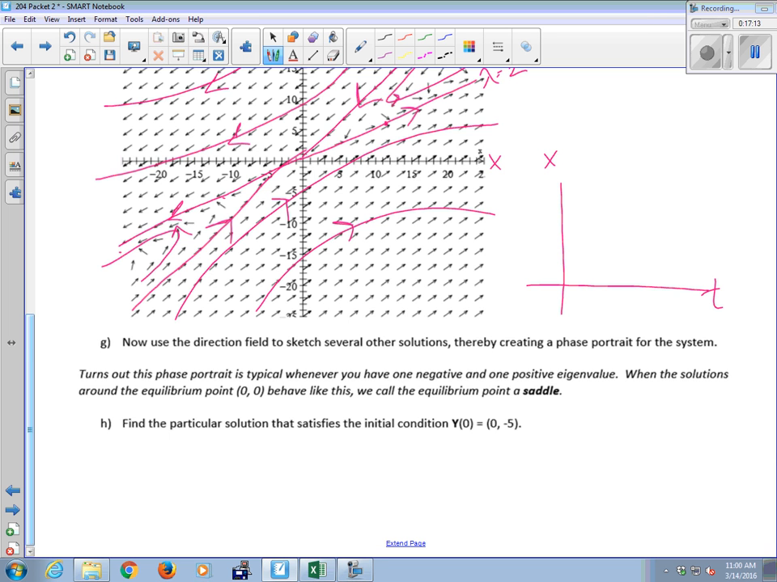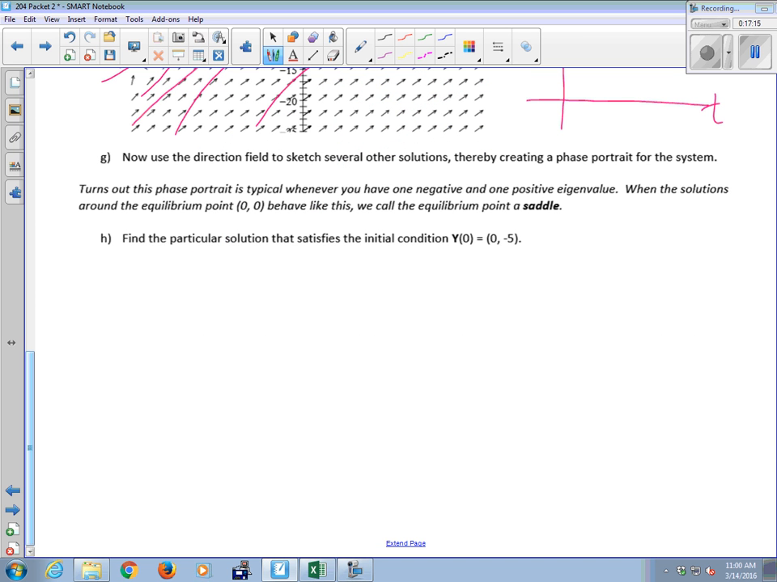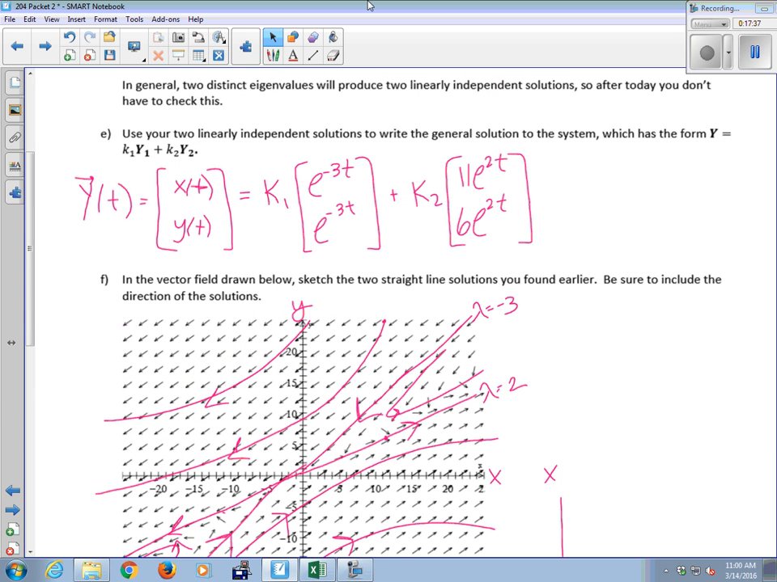Okay, so the last thing I want to do here is find the particular solution that satisfies the initial condition y of 0 is (0, -5). So that y is bold, which means it's a vector, right? Which means that actually says x of 0 is 0, y of 0 is -5. So let's just copy down the general solution, and then we'll solve for K1 and K2.